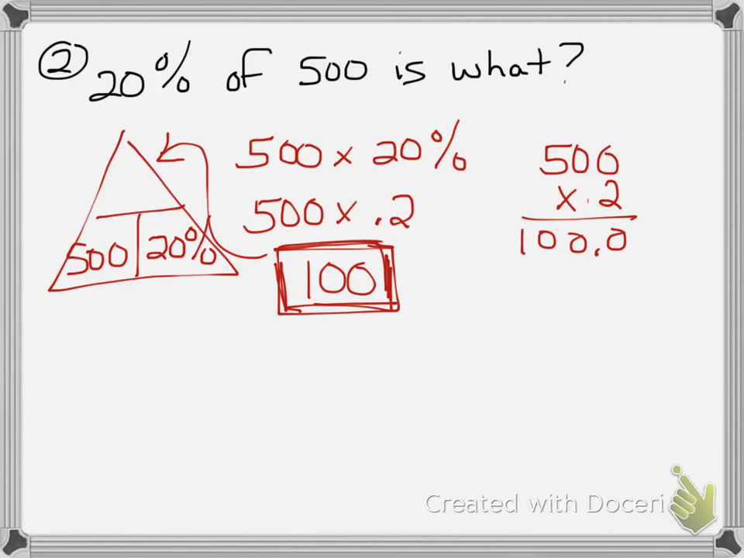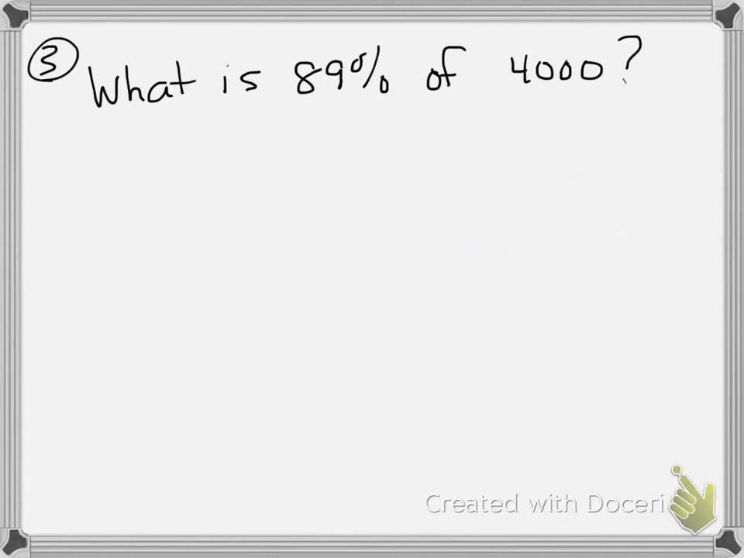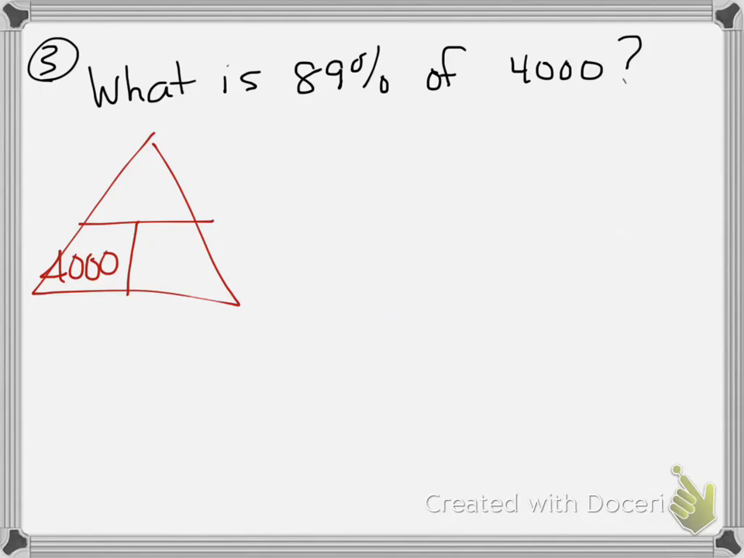Now let's try problem number 3 now. Alright, the third one. It says, what is 89% of 4,000? Okay, write your triangle down. Let's pop some numbers in. First rule is of. I see of 4,000. The number 4,000 goes right here. Second rule is the percent. I see it. 89%. Okay, the rule is, if numbers are side by side, they must be multiplied.